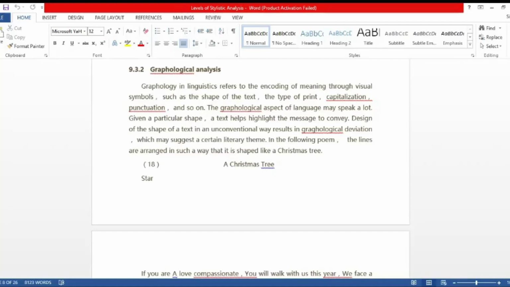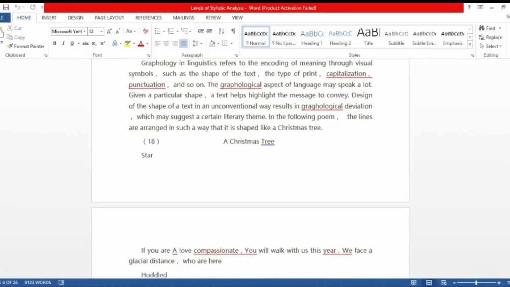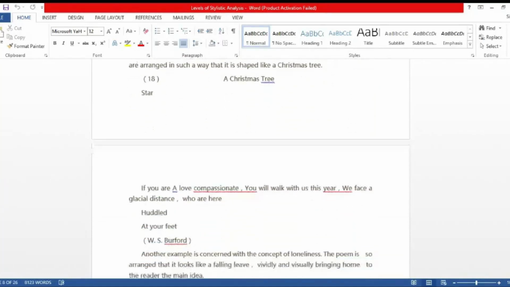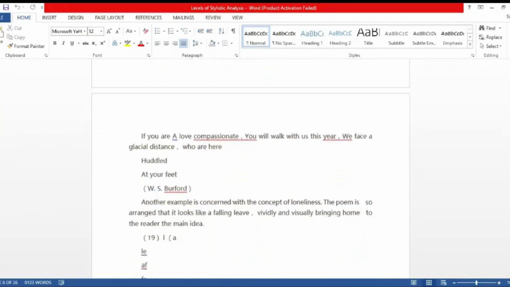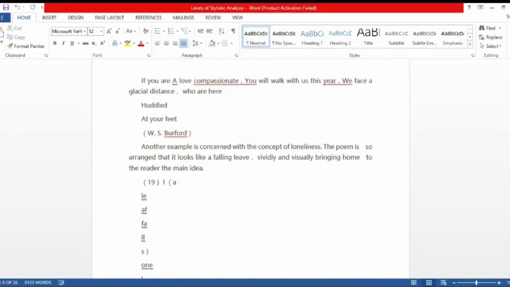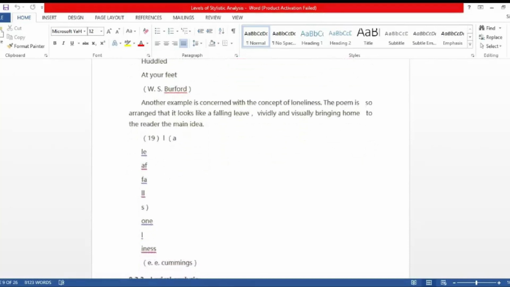So the poem is given the physical shape of a Christmas tree. उस तरह से arrange किया गया है. It is given this shape. This is called graphological deviation. ठीक है, कि अगर आपके पास है, you are writing on loneliness, तो भाई 2-3 लाइन्स लिखें, that will work, whatever other devices you want to use.